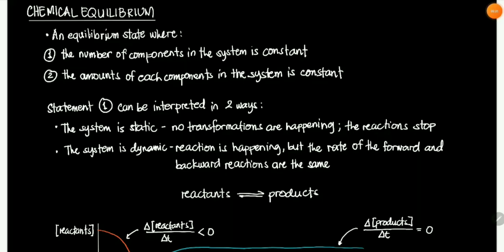So in this video, I'll discuss the concept of chemical equilibrium and some techniques on the calculation of equilibrium concentrations. Okay, so chemical equilibrium is an equilibrium state where number one, the number of components in the system is constant.